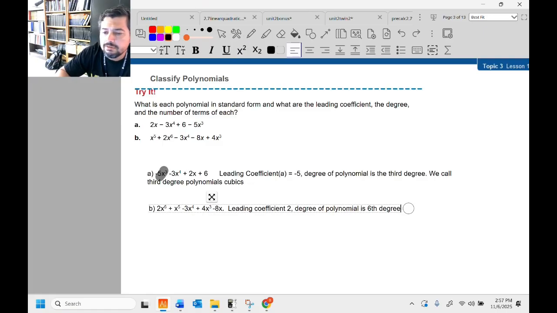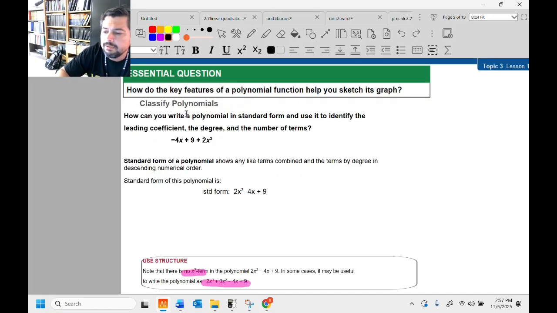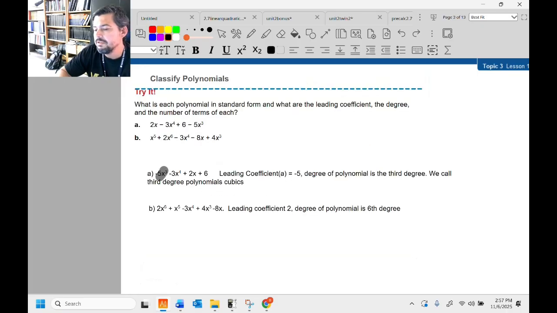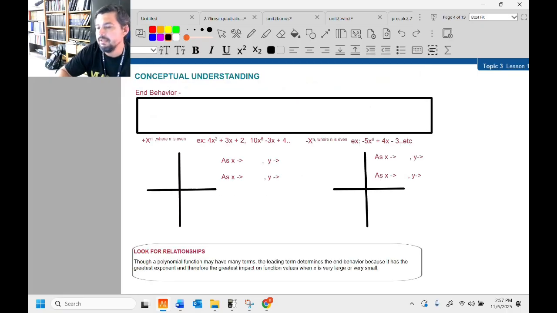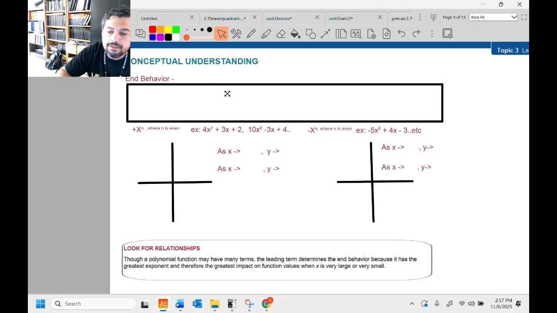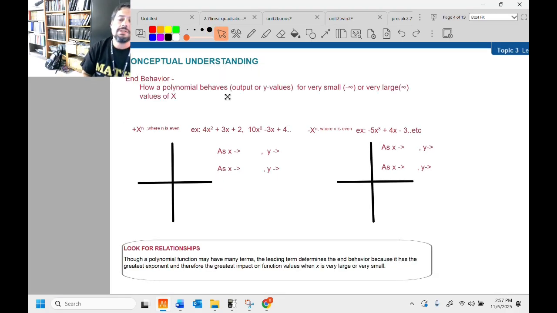All right, so you'll go back to this question here. How can you write a polynomial, use it to identify? Oops, that wasn't it. The key question was, how do key features enable you to sketch a graph? So we're about to do some review content. It's called end behavior. And this was on a couple of quizzes the first 6 weeks. End behavior is how a polynomial behaves, its output or its y values, for very small, which means negative infinity, and very large, positive infinity values of x.